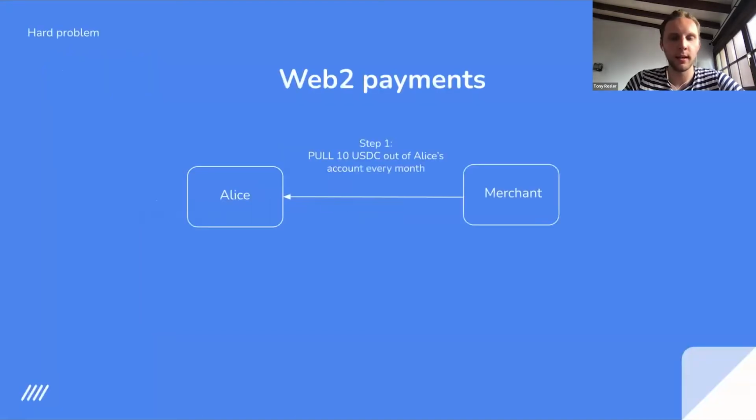Alrighty, so let's just set the stage. First, we're all familiar with Web2 payments and how subscriptions work with Web2 payments. The way they work is essentially the bank pulls, let's say, $10 a month out of your account once a month. Now, this works okay because you trust the bank to pull money out of your account, and if the bank acts maliciously, then your account is FDIC insured and you can always claim the money back.